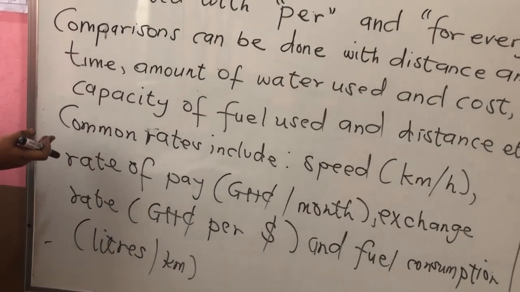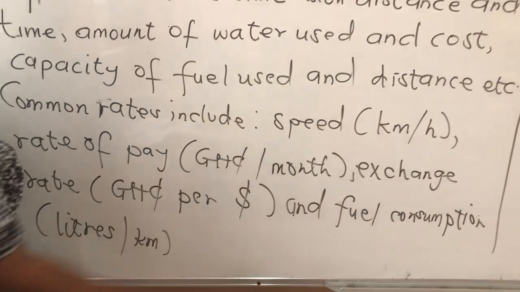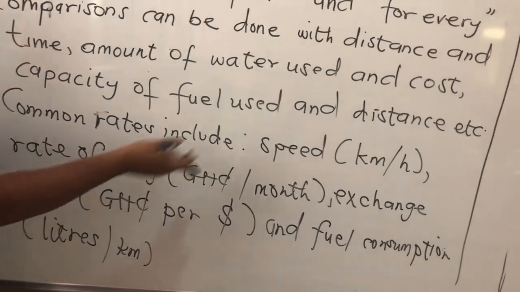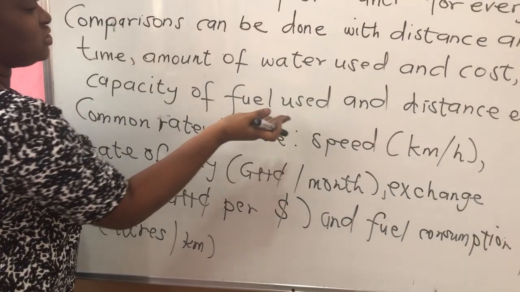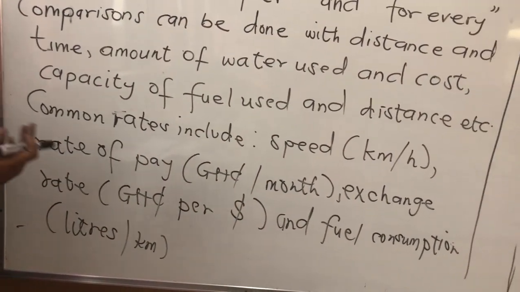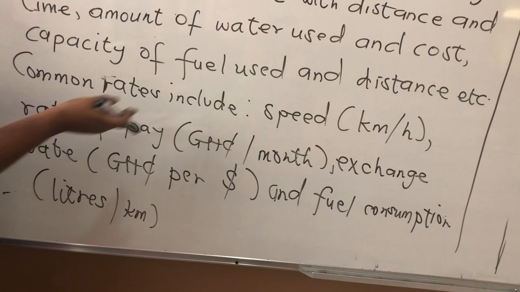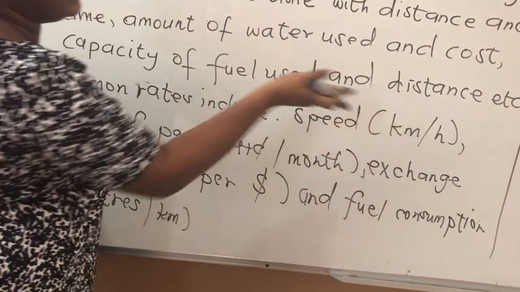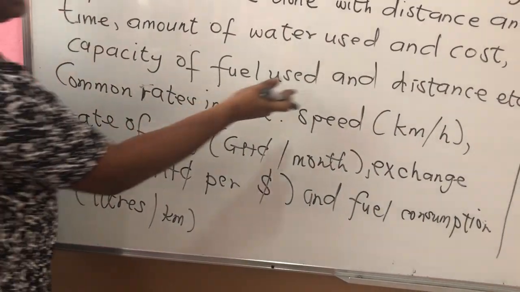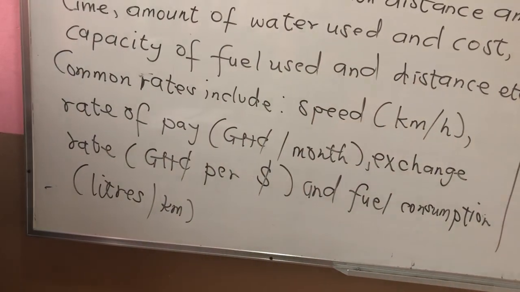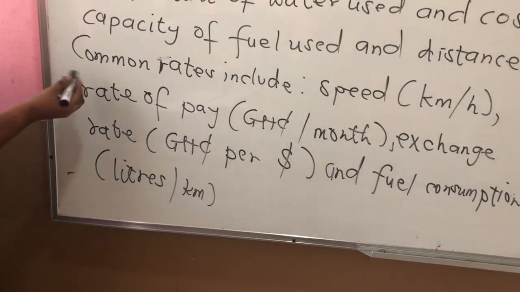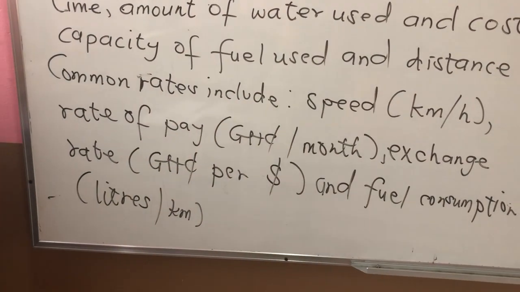You can also compare the capacity of fuel used by a car and the distance it has covered. So you can talk about the fuel used by a car, which will be measured in what? Liters. And we can compare the liters to the distance it has covered, which is measured in what? Kilometers. Okay, now we have examples of common rates here.